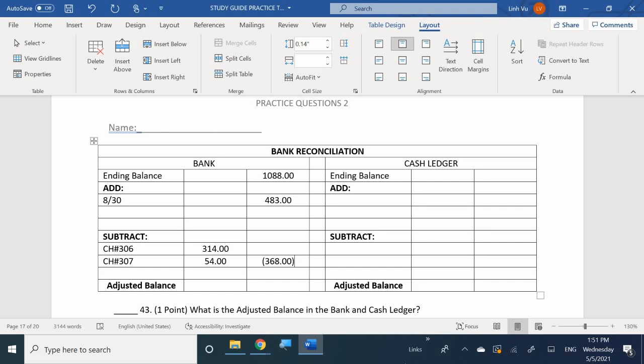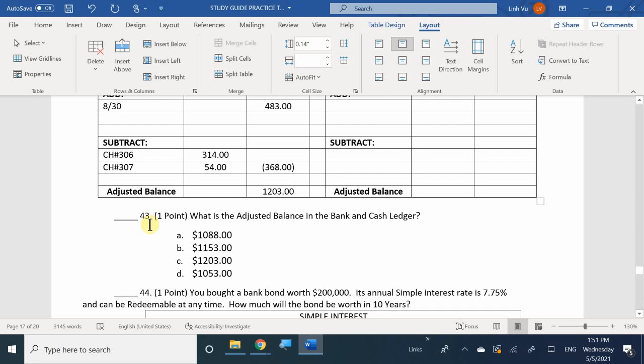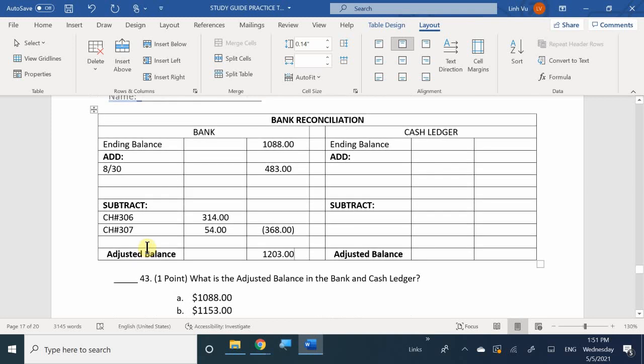So what's my adjusted ending balance? 1203. Okay, you're going to take your 1088, add the 483 and subtract the 368 to get 1203. Now, does that mean you can stop here? No, because what if there's a discrepancy? What if you end up adding on one side and they don't balance? So therefore, we need to verify that our cash side balances just as well, that we get the 1203.